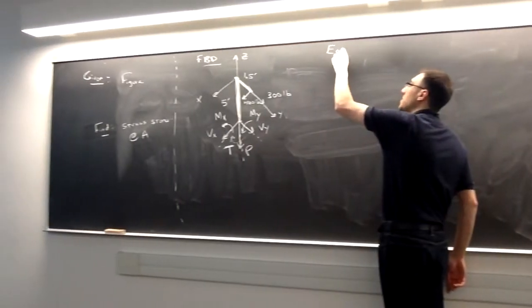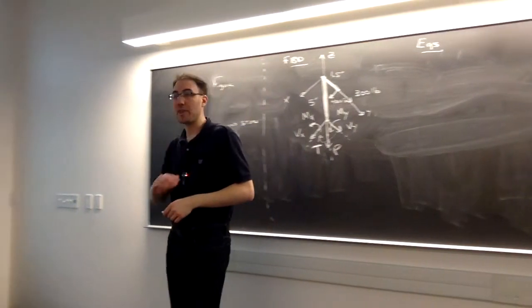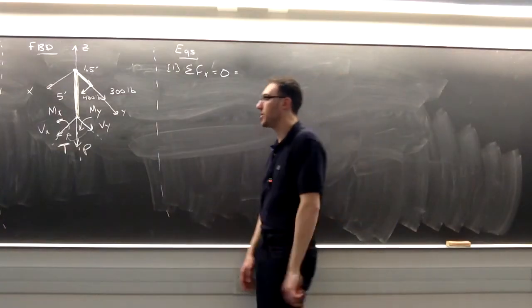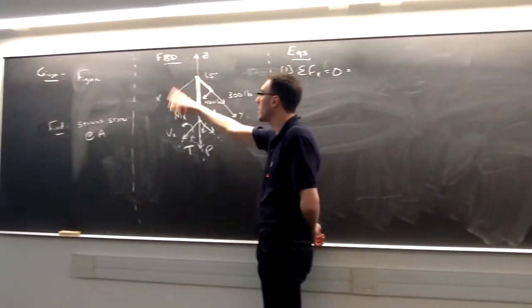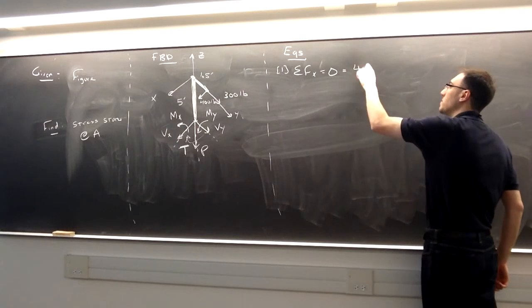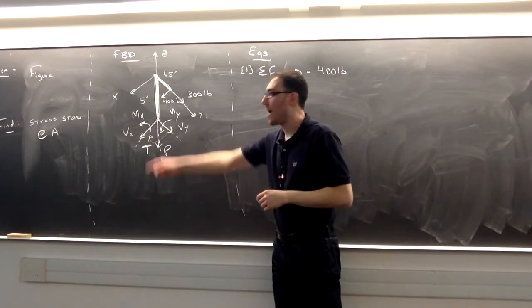So the first step in solving these is to find what the internal loads are at that cut surface. Right, so if we start in the x direction, I chose x to be along this direction. The forces I have are the 400 pounds, that external load, and I have Vx.